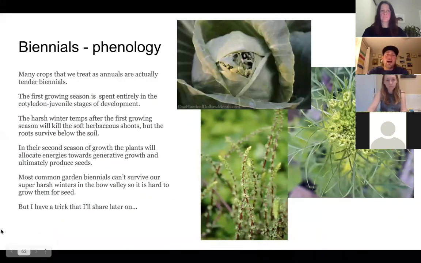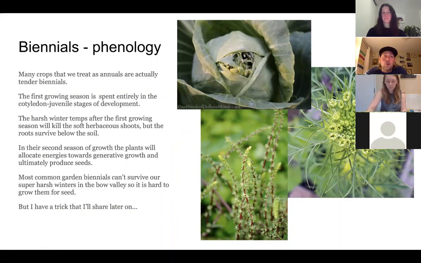So that is the definition of an annual, but a lot of crops that we grow in the garden and treat as annuals are actually tender biennials. What I mean by this is that the first season that a lot of these plants grow, they will spend their entire first growing season in the cotyledon and juvenile stage of development.